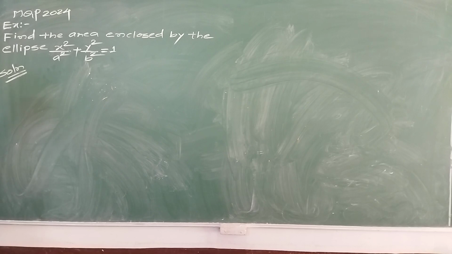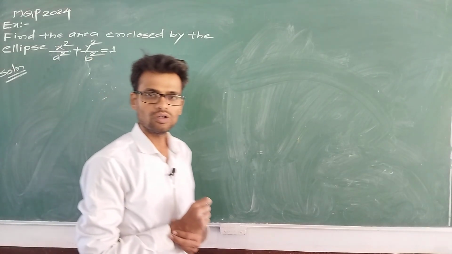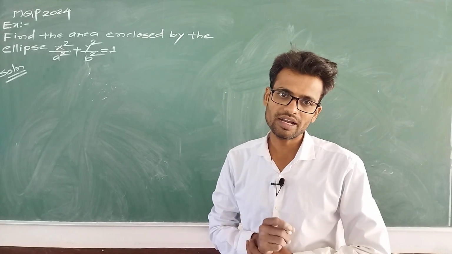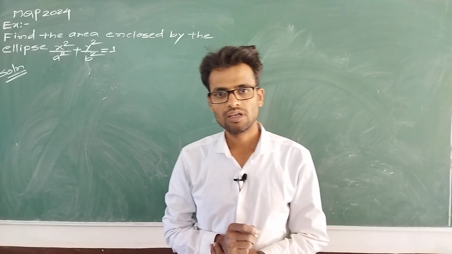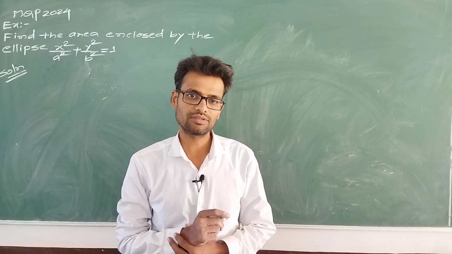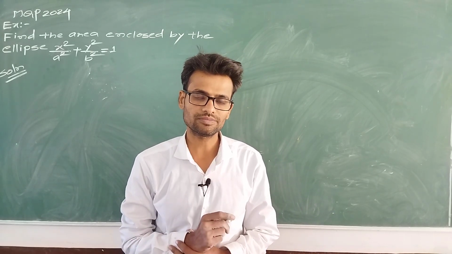To find the area enclosed by the ellipse x square by a square plus y square by b square equal to 1, it is required to sketch the curve or trace the curve. And while tracing the curve, you remember some points. These points are very important.